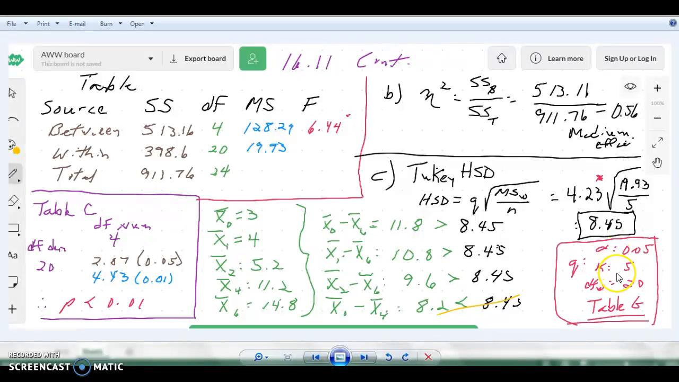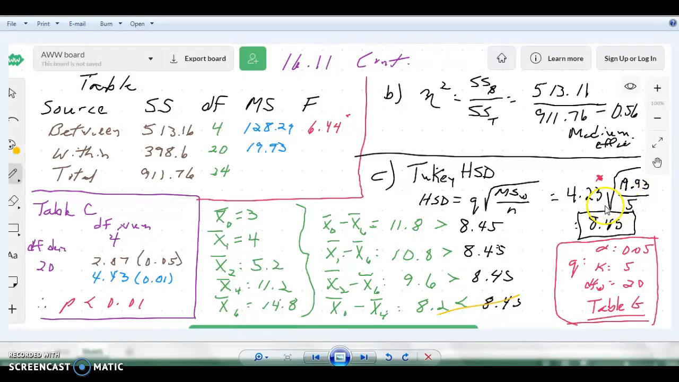So using that table, and the textbook walks us through it also, we ended up with a Q-score of 4.23. So that's where this value came from. It came from table G with these values. Then underneath the radical sign, underneath the square root, we need the mean squared within, which was this value right here. That goes in the numerator under the radical. And we divide by the sample size of each of these.